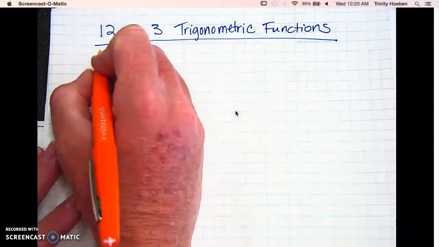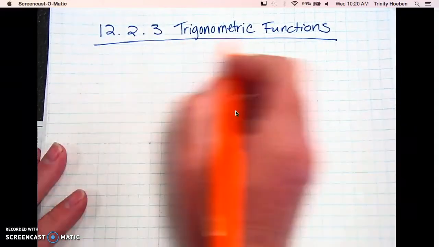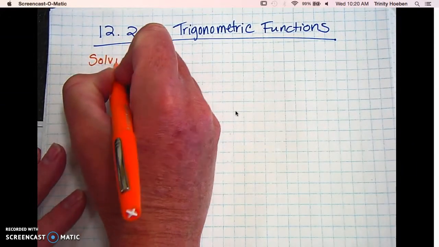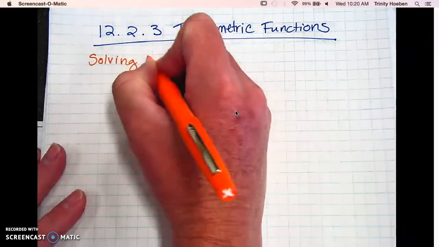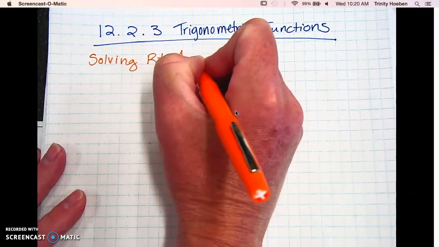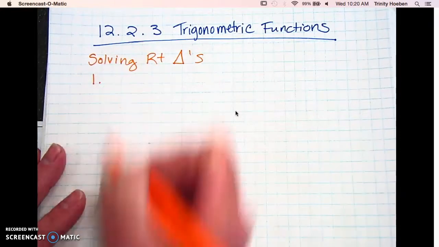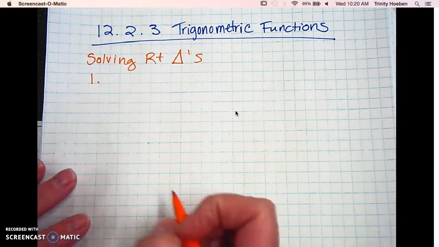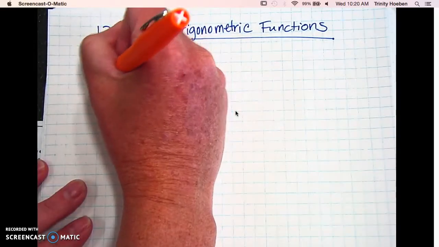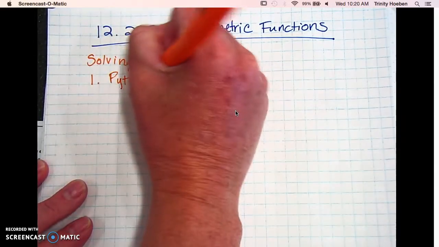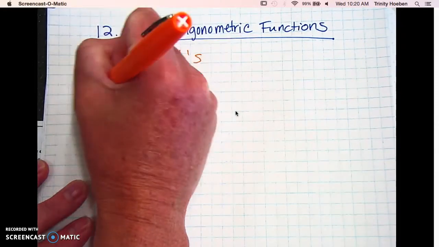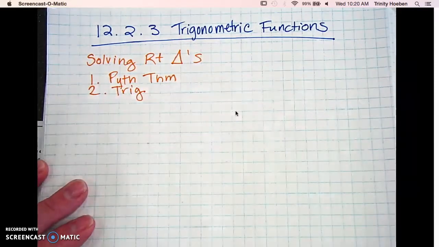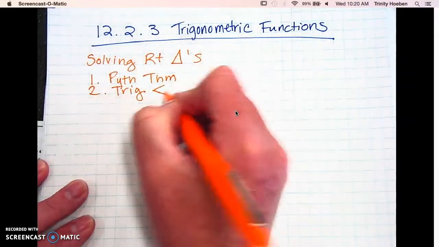All right, so 12.2.3 is continuing on trigonometric functions. So yesterday we started talking about solving right triangles. One of the tools you can use that you hopefully learned and practiced really well in geometry is obviously the Pythagorean theorem. The other one you learned in geometry is how to use trig. So you use regular trig.